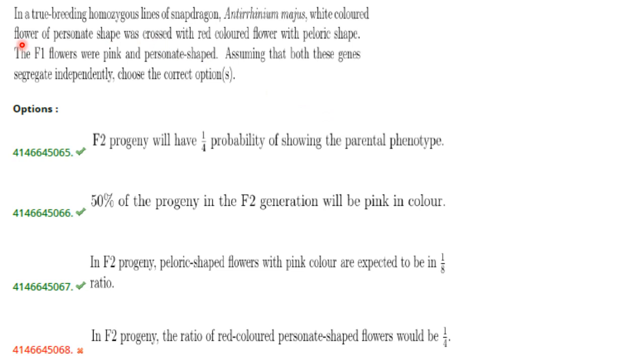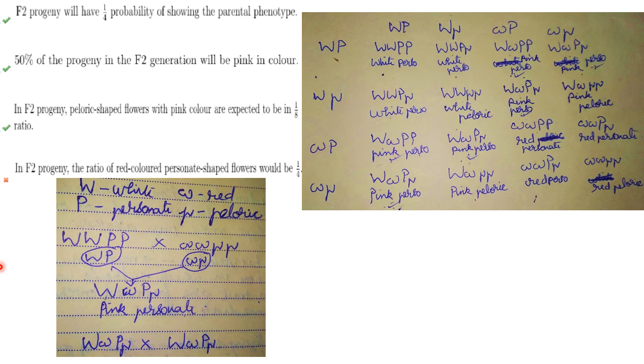Now next one. In true breeding homozygous lines of snapdragon Antirrhinum majus, white colored flowers of personate shape were crossed with red colored flowers with peloric shape. The F1 were pink and personate shaped. Assuming that both these genes segregate independently, choose the correct options. So these are the options that they have given. I have done it in the next slide. So this is the first option.